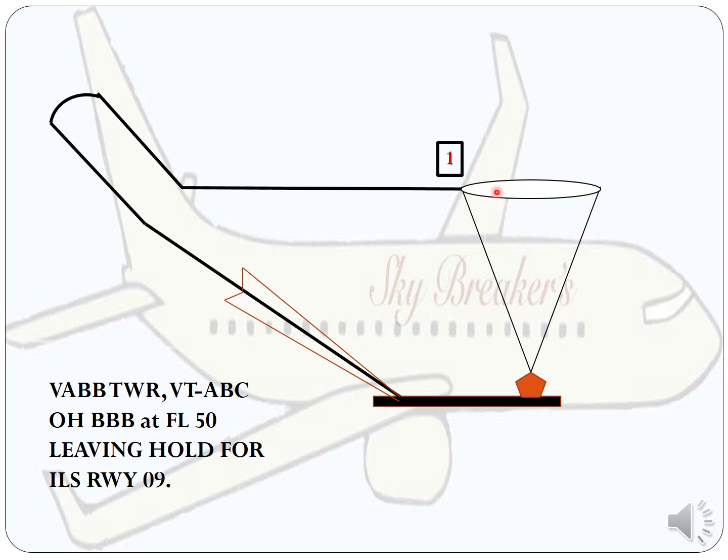The question says you are at flight level 50, and leaving hold for runway ILS runway 09. You are going to leave from this hold now. That is the first report you need to make. This is the procedure for the first report. When you tell this report, ATC will only say Roger. He doesn't give any such kind of clearance.